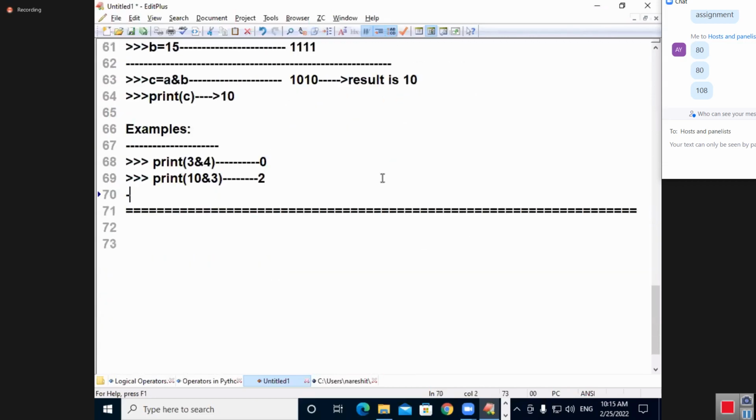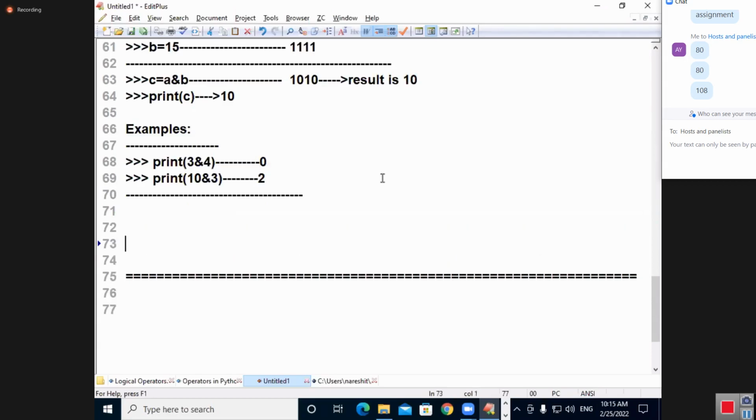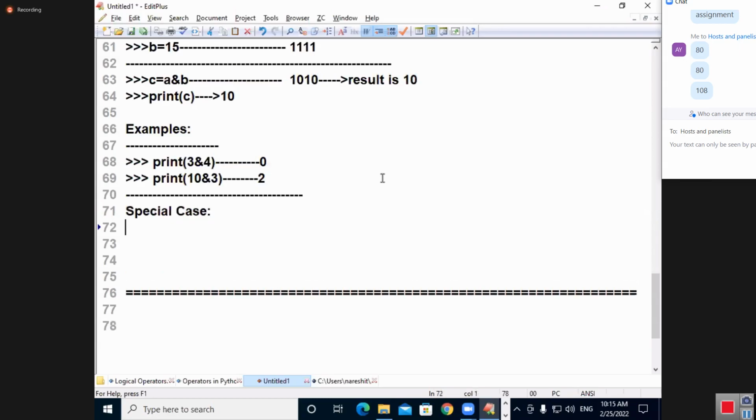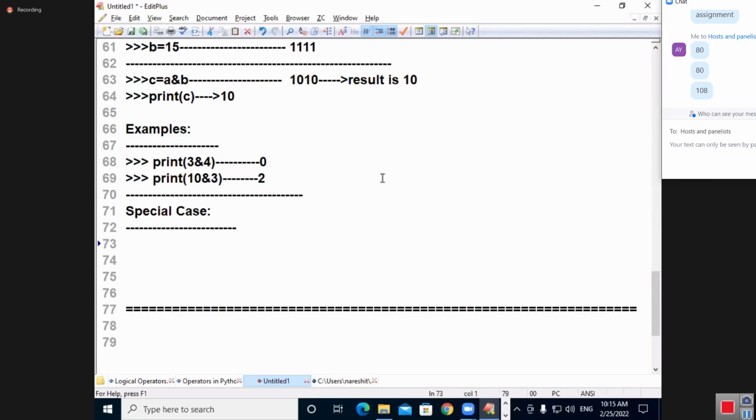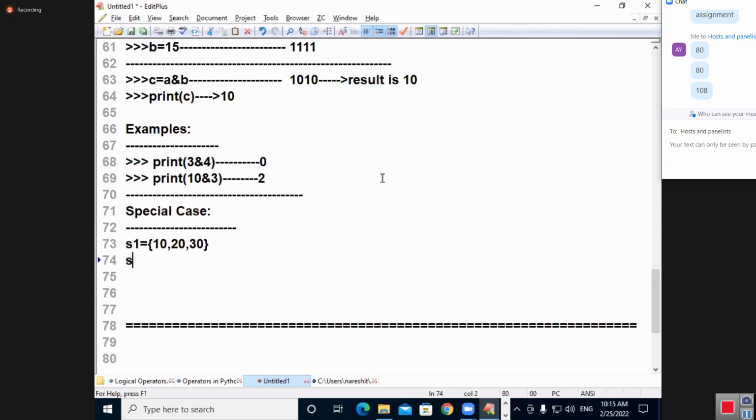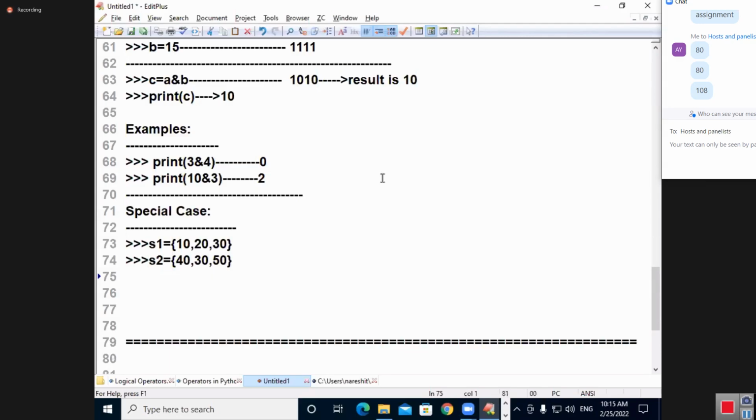One special case I am talking about, where we can use it. We can use it in many cases in programming. One of the cases is where I can use it internally and how it is useful to us. Come on, students. S1 is equal to 10, 20, 30. S2 is equal to 40, 30, 50. What are these called? Which data type? Are you reading or not? Set data type this is.